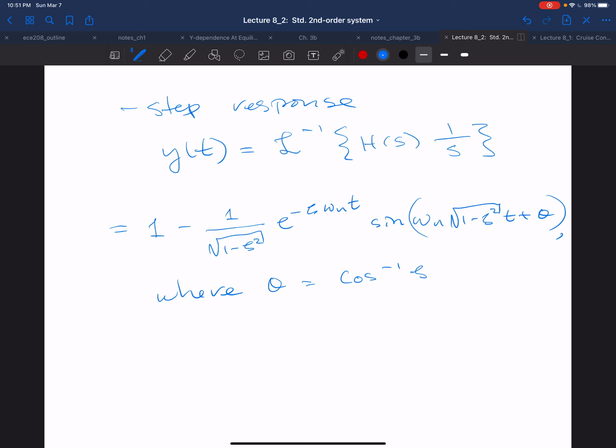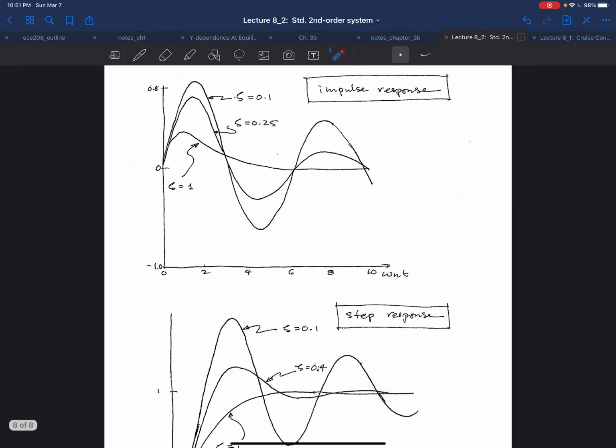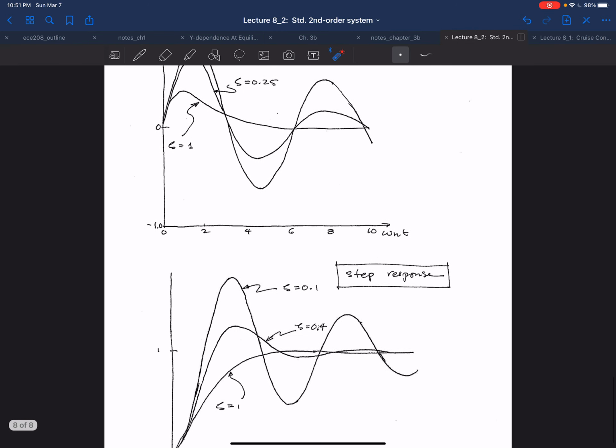And of course, as we saw in general, this transform here, h of s times 1 over s, is obviously the transform of the step response, but it's also the transform of the integral of the impulse response. So in general, the step response is the integral of the impulse response. So this is the integral of the damped sinusoid that we just saw. So what do these responses look like? Well, here we have some plots of them.